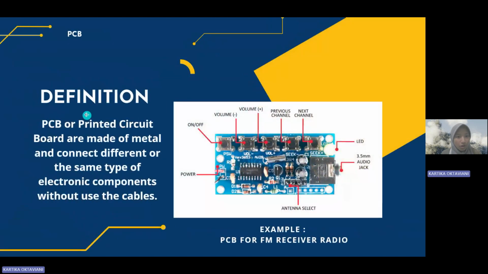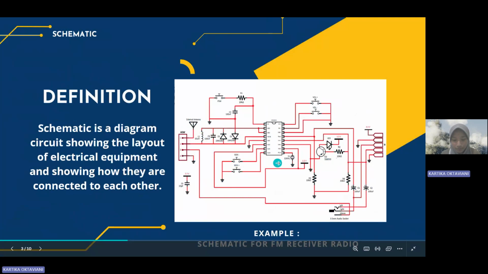So next, this is the definition of a PCB. A PCB, or printed circuit board, is made of metal and connects different or the same type of electronic components without using cables. I have an example PCB for the FM receiver radio. Before, I showed a schematic, and now I have an example of a PCB. This is a picture from the schematic here.